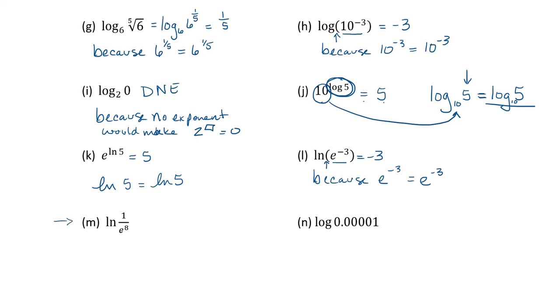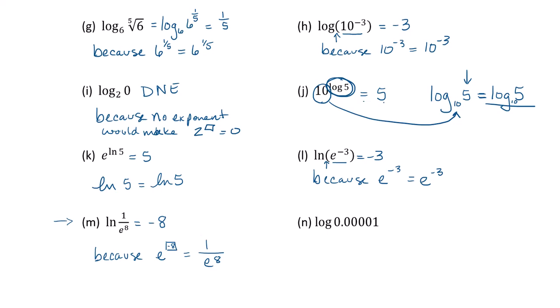For m here, I have the natural log of 1 over e to the 8th. Well, let's try this. We have a natural log, so the base is e. What exponent do I put on e to make it 1 over e to the 8th? If I could make this a negative 8, that would accomplish my goal. So natural log of 1 over e to the 8th is going to be negative 8.